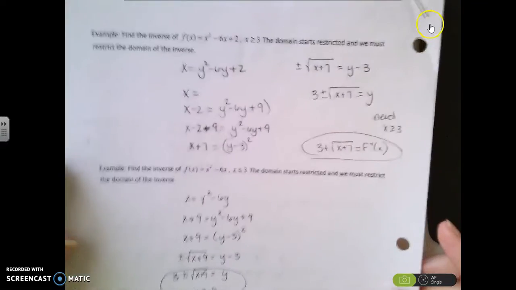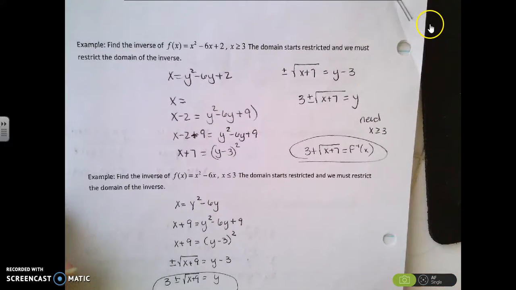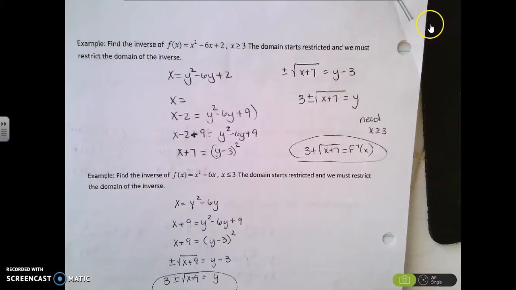Okay, so our last two examples. Remember we talked about quadratics, right? With a quadratic, you have to restrict your domain when you're doing this problem. So when you're looking at your graph, you aren't focusing on the entire graph, you're only focusing on one part of the graph. So we're going to start off by following the same process that we did before to find the inverse.